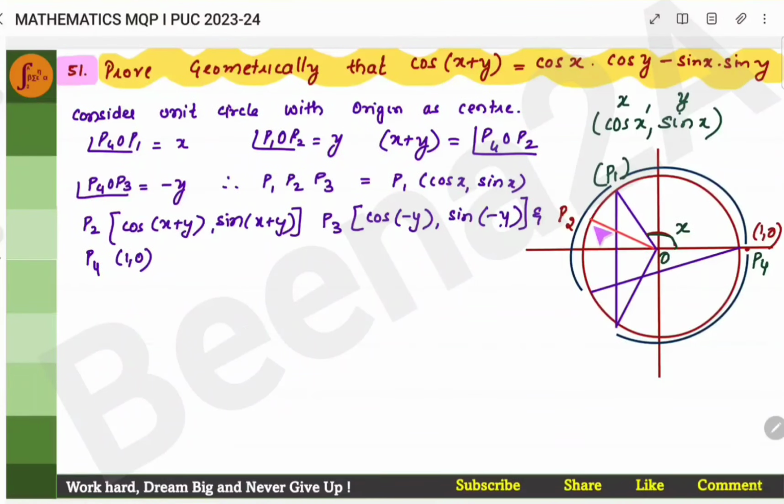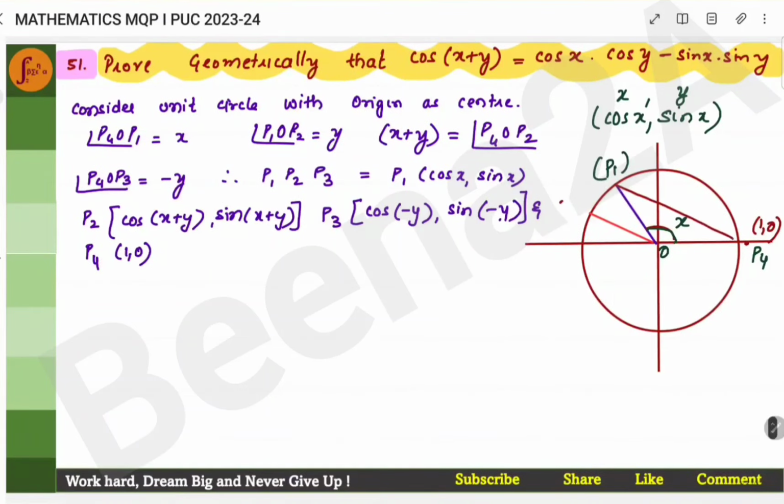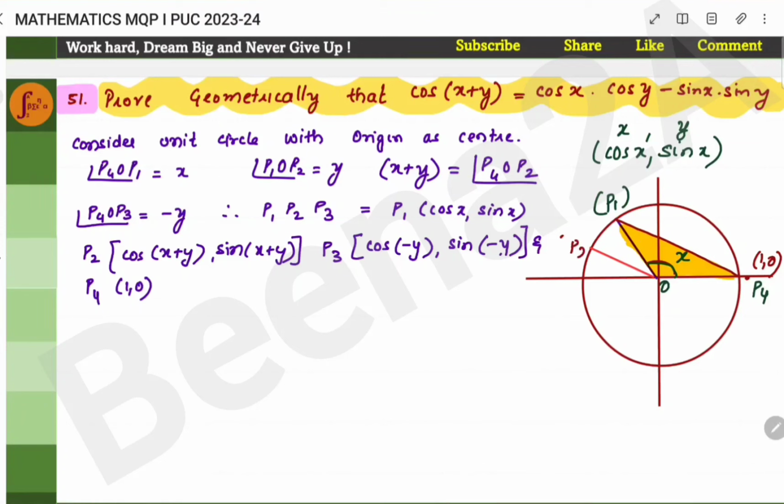Now let the angle between P2 O P1 be y. What will be the coordinates for P2? Now let's form this triangle from P1 to P4. Let's shade this. Now let's take another point P2, somewhere here, and assume that the angle P2 O P1 is y. Now, what are the coordinates of P2?